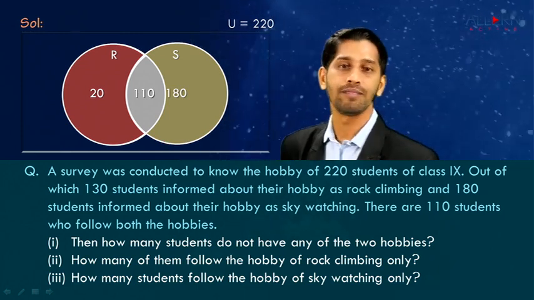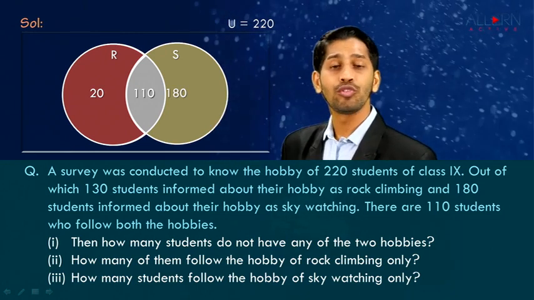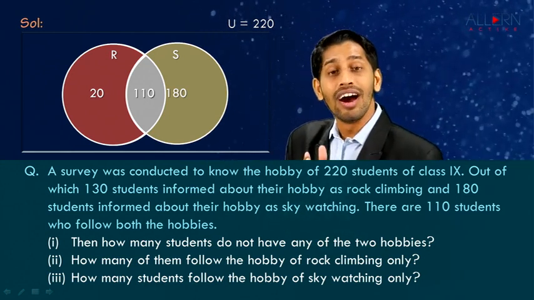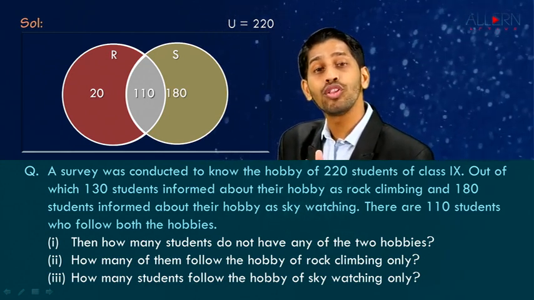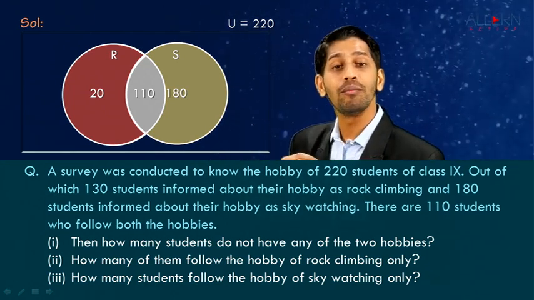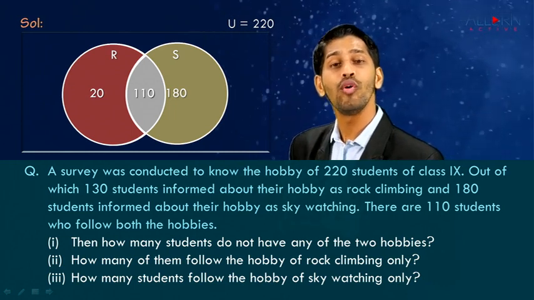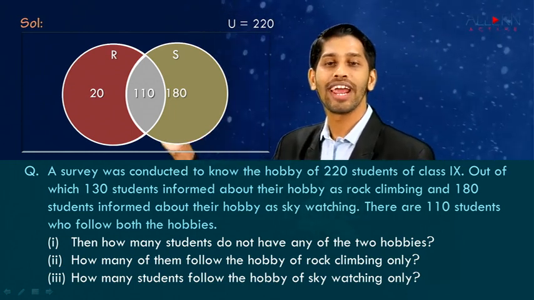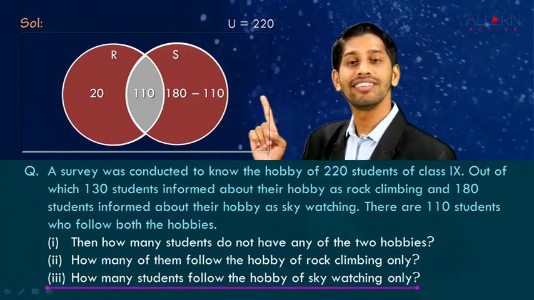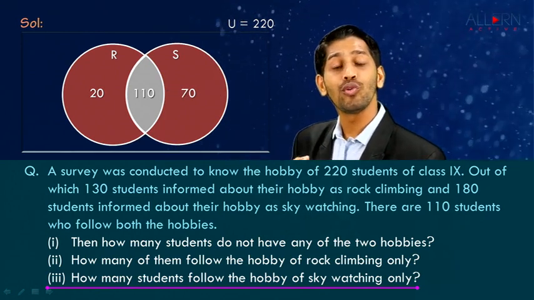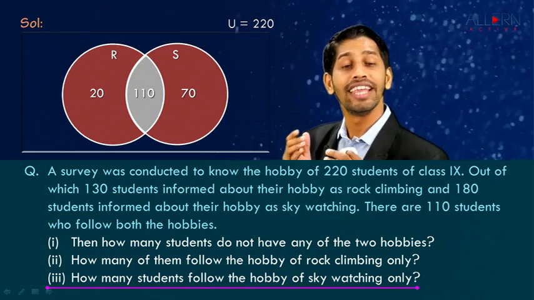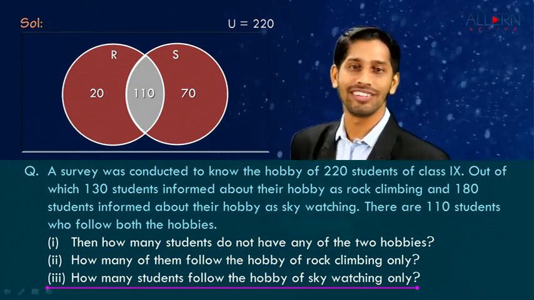Now next, the number of students who follow the hobby of sky watching is given as 180. But out of this 180, 110 are students who follow the hobby of rock climbing also. That means if we want to find the number of students who follow only sky watching, we need to subtract 180 and 110. So 180 minus 110 gives us 70. So the number of students who follow the hobby of only sky watching is 70. That means we got the answer of our third question, right?